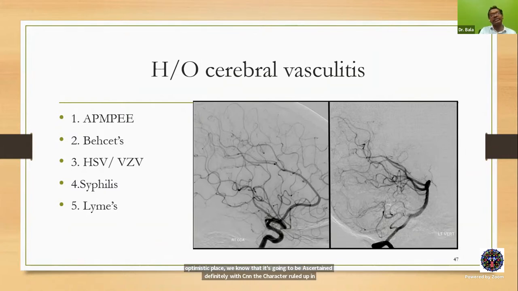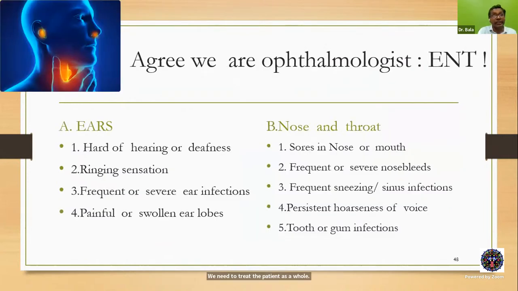Lyme's disease can have CNS involvement, so we need to partner with the neurologist so that we give holistic treatment and care, and not treat only the eye alone. We need to treat the patient as a whole. So sometimes, even though we are ophthalmologists, our sister branch ENT is also important.